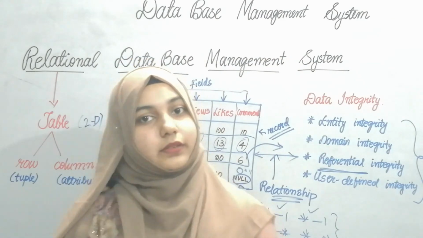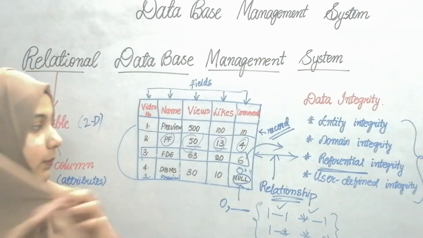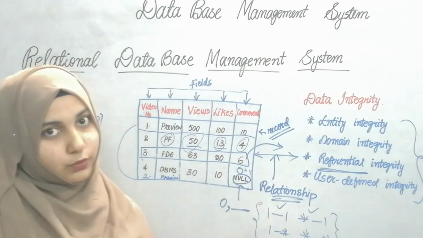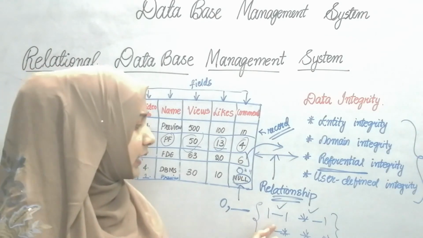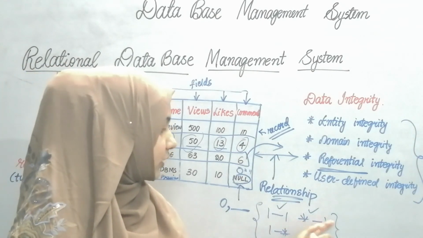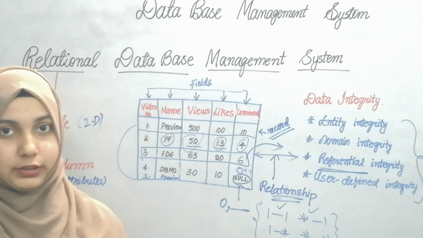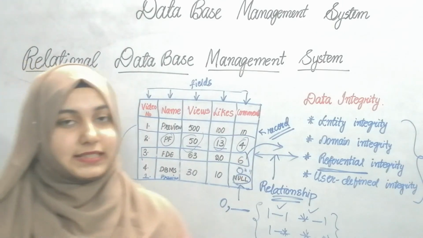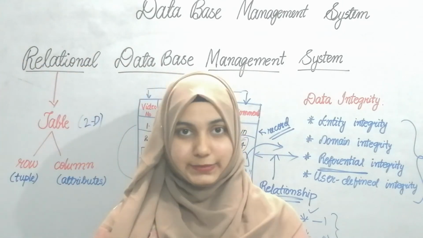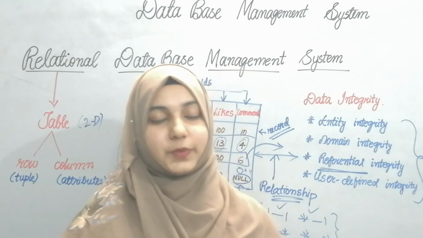We spoke about relationships, right? Among the tables, 2 or more different tables, we have got relationships, that is 1 to 1, 1 to many, many to 1, or many to many. Clear? In the coming videos, we'll see a little more about RDBMS, the topics of RDBMS.